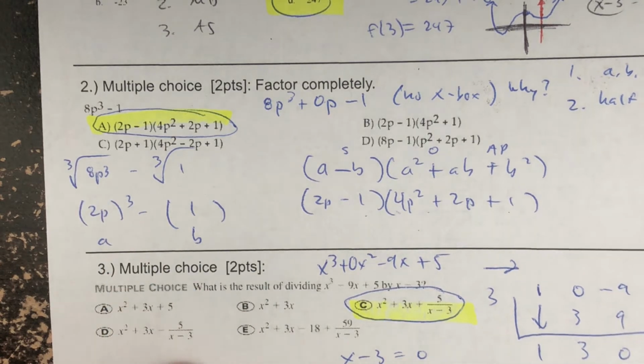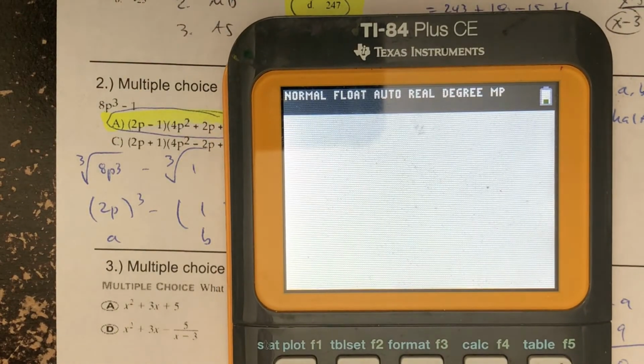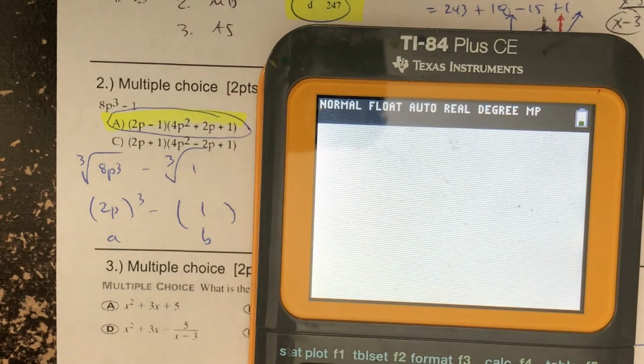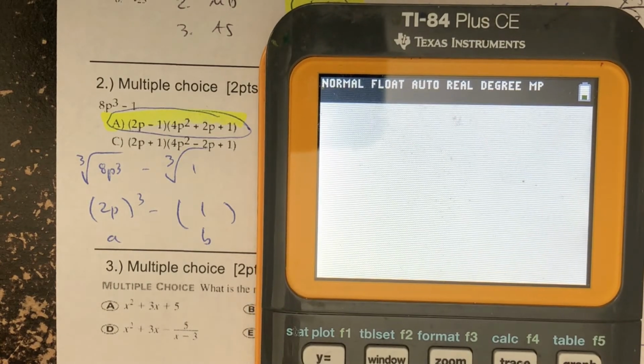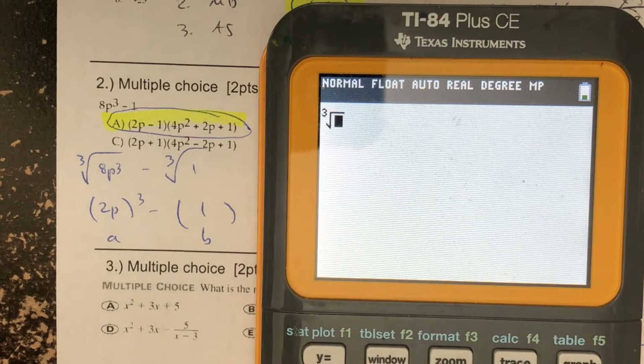Now, put that in your calculator just to show you. Here I have a TI plus CE, so I'm going to go to the calculator commands, math, and then scroll down to number 4, and you put in the number 8. And it gives you 2. And then if you do the same thing for 1, 3 identicals that multiply to be 1 are 1.